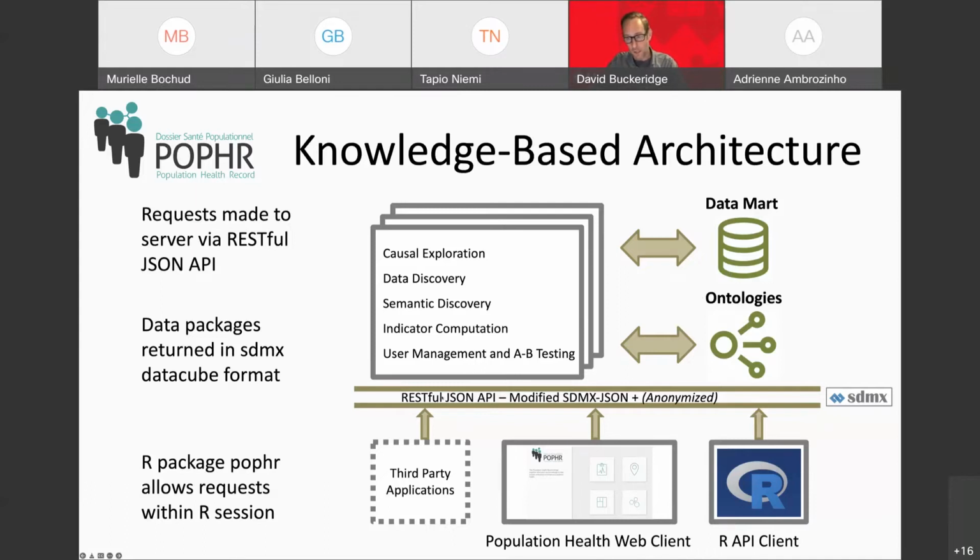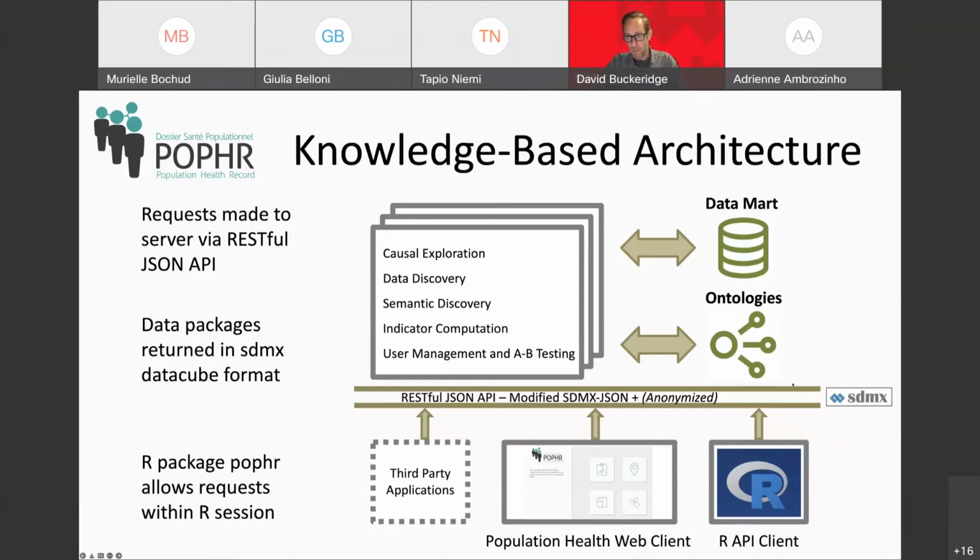But this line here, for those of you that are interested in information technology, above here is our server-side components. Essentially, we have the data mart, the ontologies, and then we have a number of server-side components that allow causal exploration. So looking through the ontology, also interpreting the data mart in terms of the ontology, data discovery, semantic discovery, which simply means querying against the data using the knowledge, computing the indicators, as I mentioned, and something I'll come back to, we have something called A/B testing built into the application, where we can randomize users to see different types of presentations of information and evaluate those impacts.